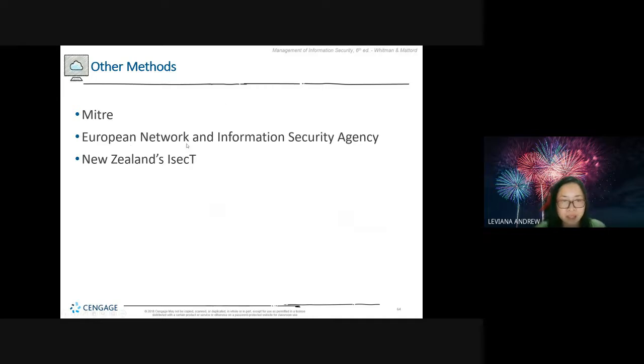And then European Network and Information Security Agency provide utility on its website that helps organizations compare risk management methods and tools. And lastly, New Zealand's ISEC. It maintains an ISO 27001 security website. Okay, it provides consultation on risk management and compliance approach.